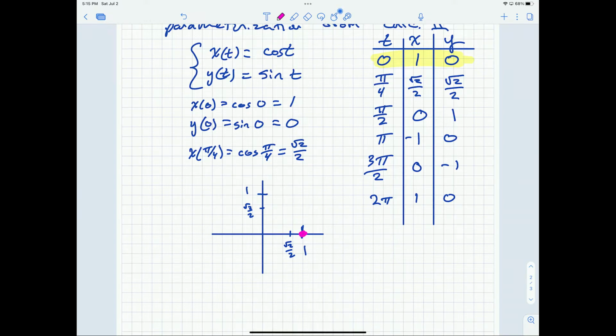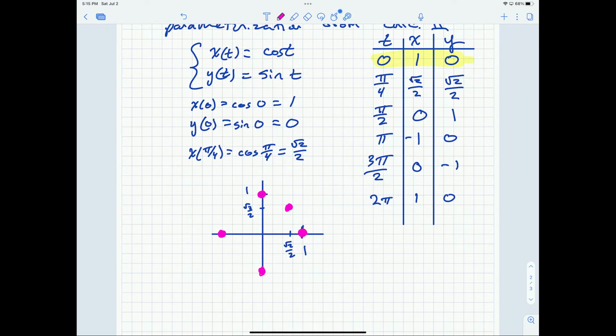The next one is root 2 over 2, which is about here. And then 0, 1, which is about there. The next one is negative 1, 0, which is over here. I didn't mark it. Then we have 0, negative 1, which is down here. And then finally, we're back to 1, 0, which is right here, where we started.